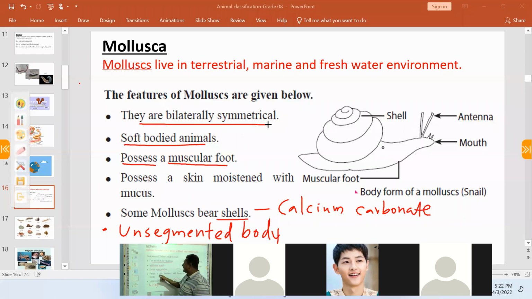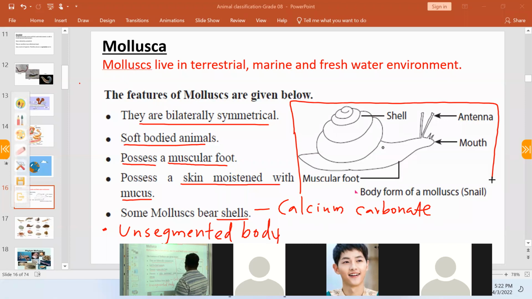Okay? The skin is moistened with mucus. Mucus means a lubricant, a slippery, wet substance. But they have special body organs for respiration. They do not respire through the skin. That is annelid.